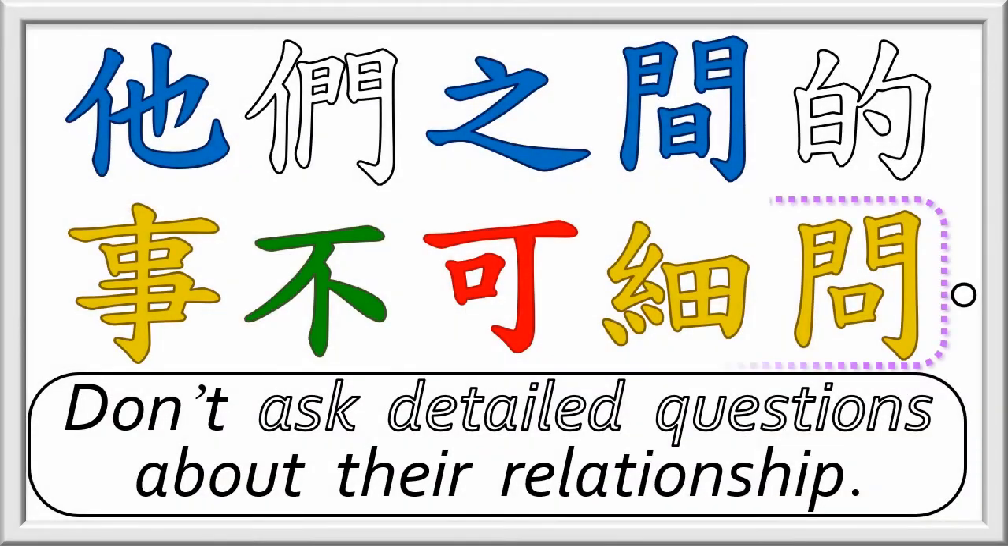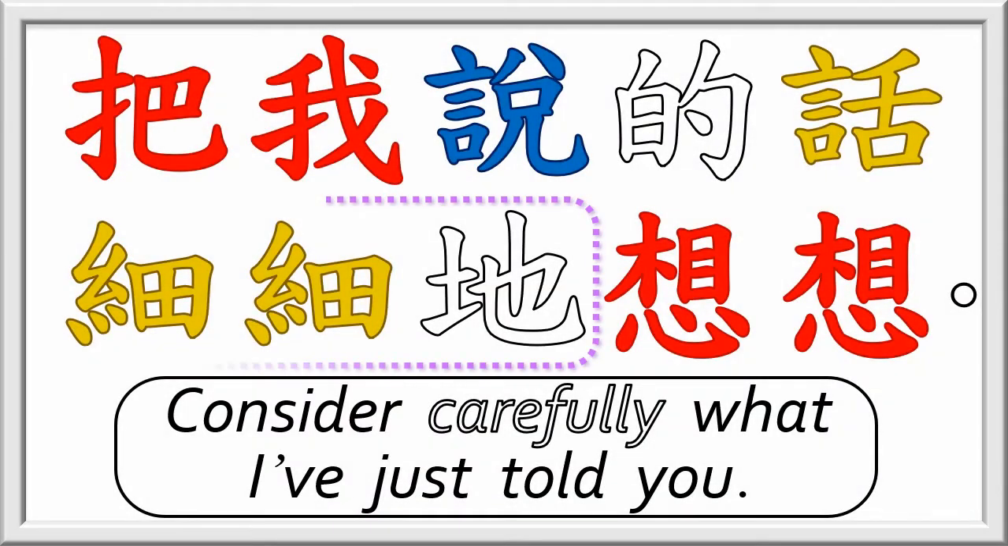细 can also be used as an adverb. 细问 means to ask detailed questions. 他们之间的事不可细问. Don't ask for details about the relationship. 把我说的话细细地想想. Consider carefully what I've just said. Literally, reflect in detail on what I've just said.